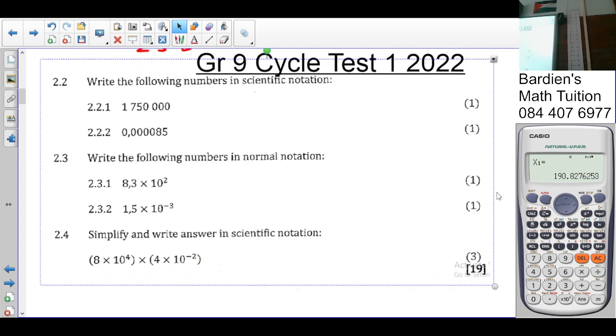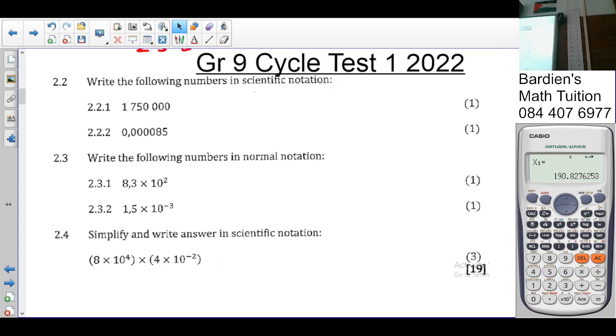In question 2.2.1, we are asked to write the following numbers in scientific notation. In scientific notation, we know there should be one significant figure in front of the comma other than 0. As you know, the comma currently lies behind the last 0 there. So we must move this comma 6 units. So it's 1,75. If I put zeros there, it is no problem, however, they don't have any place value. So you multiply that by 10 to the 6.